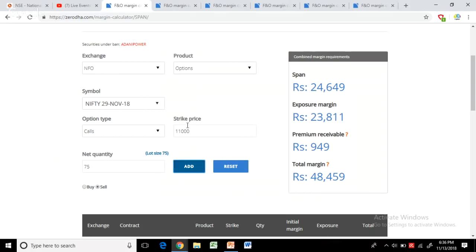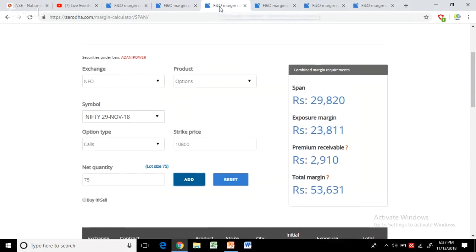Now, if instead of 11,000, let us say I want to sell a strike price of 10,900. If I'm trying to sell a strike price of 10,900, same Nifty, same expiry call option, the margin requirement is 49,138, compared to 48,459 for 11,000. This is roughly around 600 rupees more, because the market is at around 10,582. From 11,000, I am moving towards 10,900. As I'm moving towards the spot, my margin requirements are increasing. In this case, the margin requirement has increased slightly, just by 600 rupees. Now, if I go to, let us say, 10,800, this becomes interesting.